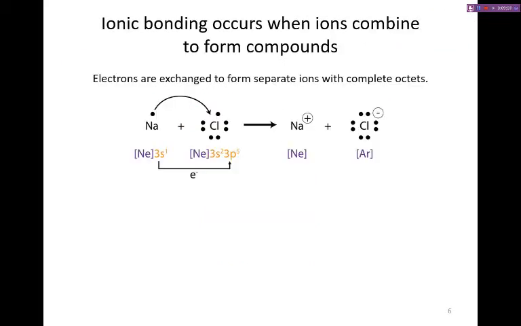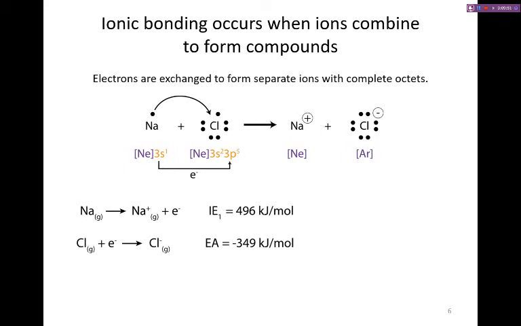Ionic bonding occurs, again, when ions combine to form compounds. The electrons are donated from one element to the other. Sodium has one valence electron, and it donates its one electron to the chlorine, which has 7. In the end, they both end up with a noble gas configuration. Sodium's noble gas configuration is neon when it's an ion, and the chlorine ion, also known as chloride, has a noble gas configuration of argon. This process is involved in forming ionic compounds.